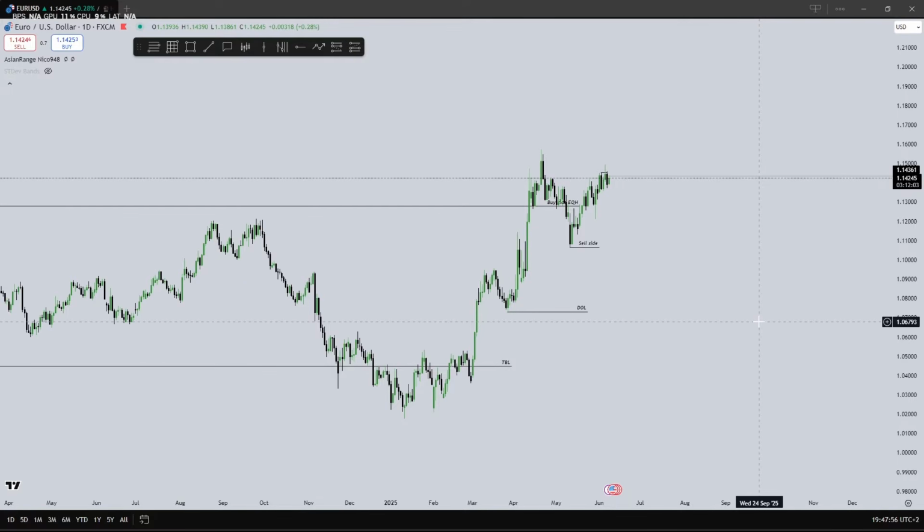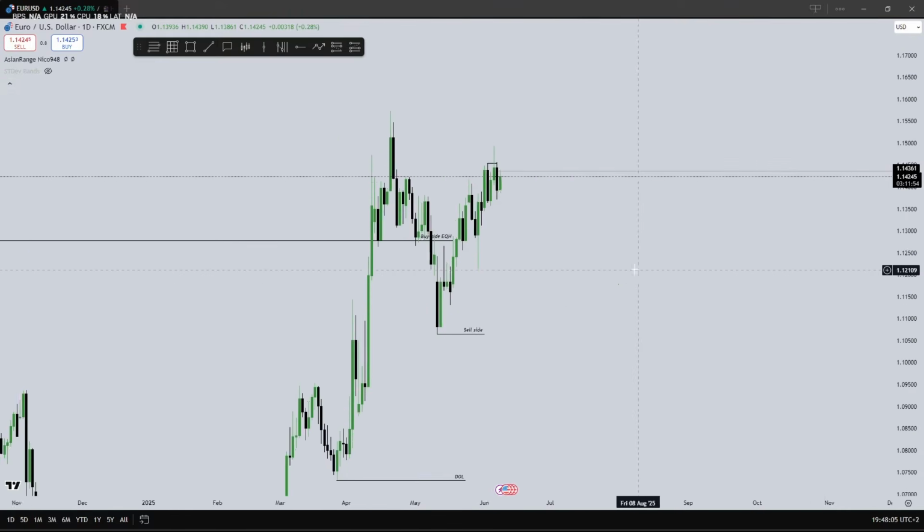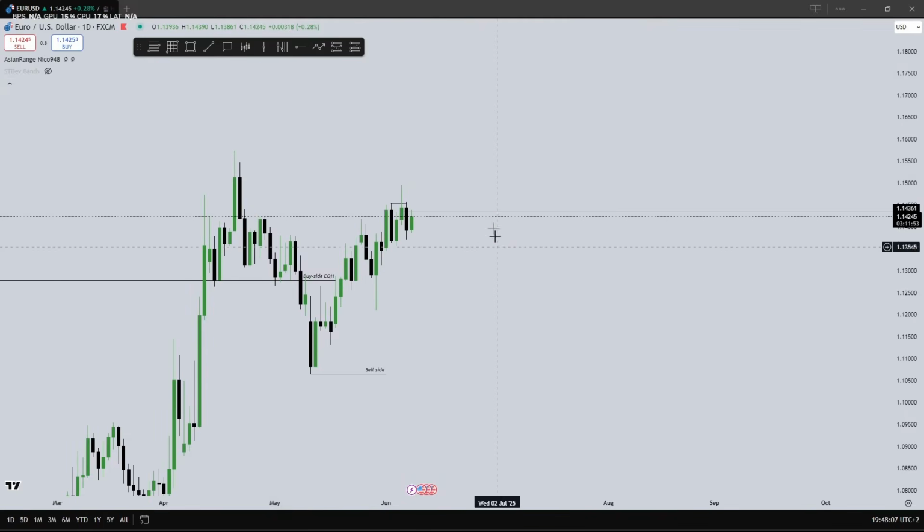Like why my bias was bearish overall from day to day, and that's what's important to note. So what we're going to start off with is just looking at the daily chart here.